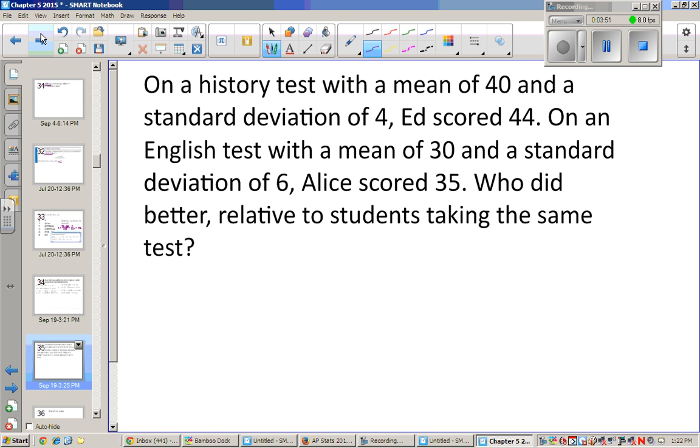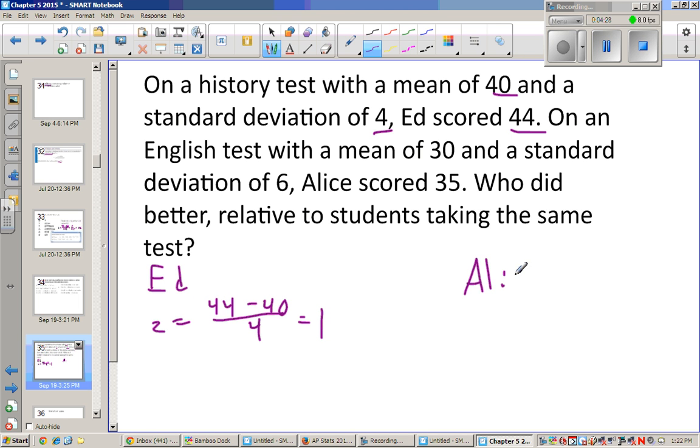For instance, on a history test with a mean of 40 and a standard deviation of 4, Ed scored 44. On an English test with a mean of 30 and a standard deviation of 6, Alice scored 35. Who did better relative to the other students taking that exam? So let's take Ed for example. We want to find the z-score for Ed, which we take 44, his x value, minus his mean, and divide it by a standard deviation. So Ed scored 1 standard deviation above the mean for his class.